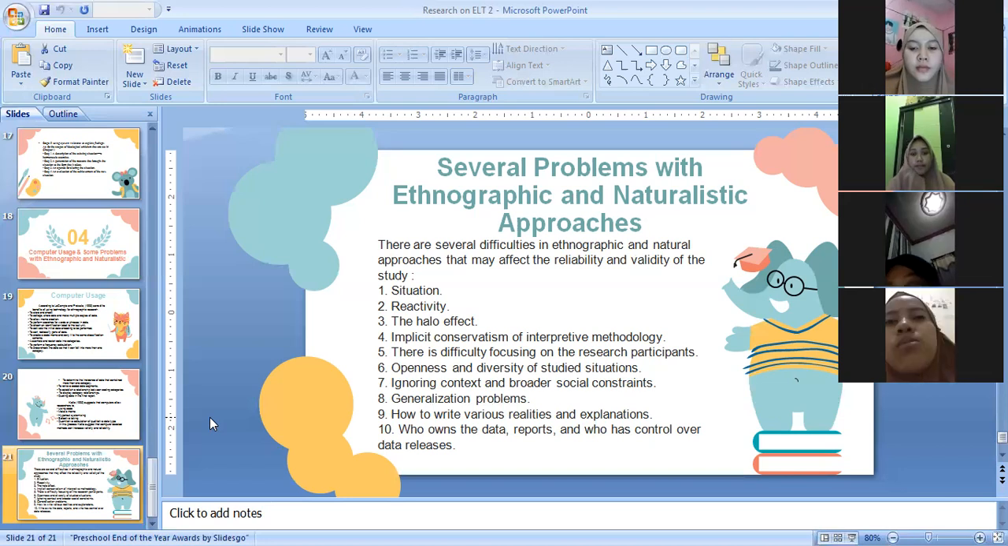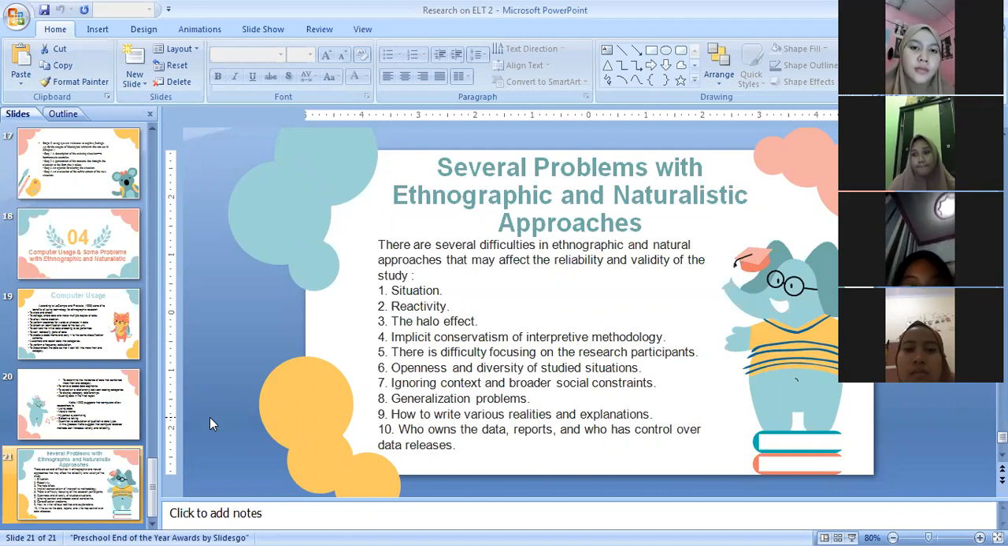So, naturalistic and ethnographic research are important but problematic research methods in education. Their widespread use signals their increasing acceptance as a legitimate and important style of research. Thank you.